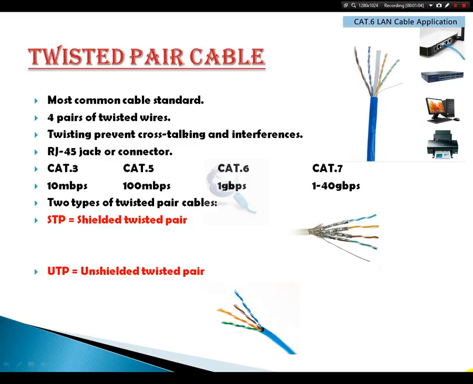Twisted pair cable, the most common cable standard. Yes, we have seen it, we all see it. 4 pairs of twisted wire. You see here these are 4 pairs with a total of 8 wires. This one is white brown, brown, white blue, blue, white orange, orange, and white green, green. That makes up 4 twisted pairs.